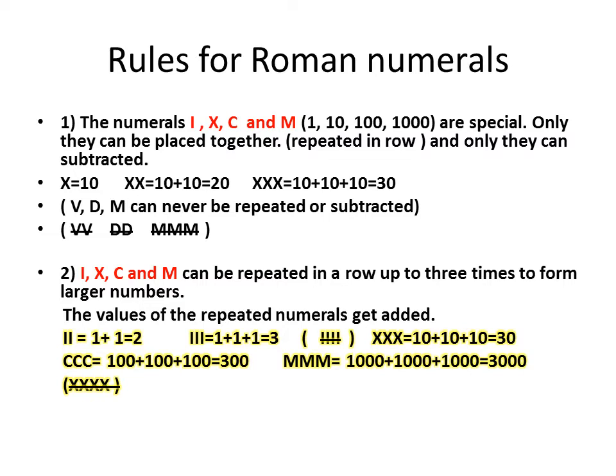Now see the next example, XXX. X stands for 10. Therefore 3 times X means 10 plus 10 plus 10 equals 30. Then CCC, C stands for 100. Therefore CCC equals 100 plus 100 plus 100 equals 300. Then MMM, M stands for 1000. Therefore it is equal to 1000 plus 1000 plus 1000 equals 3000.